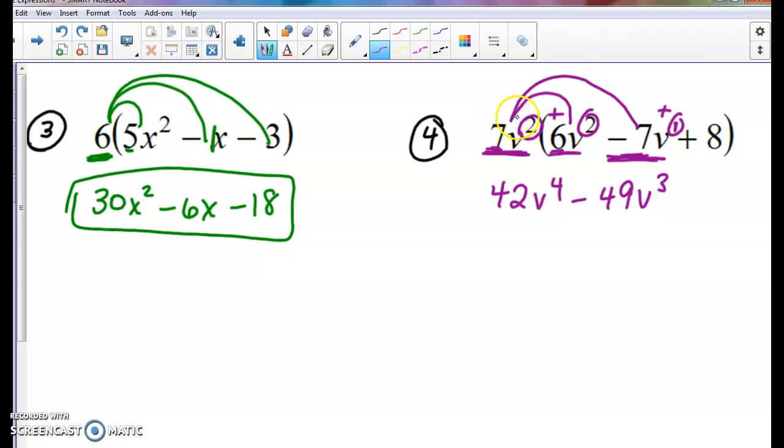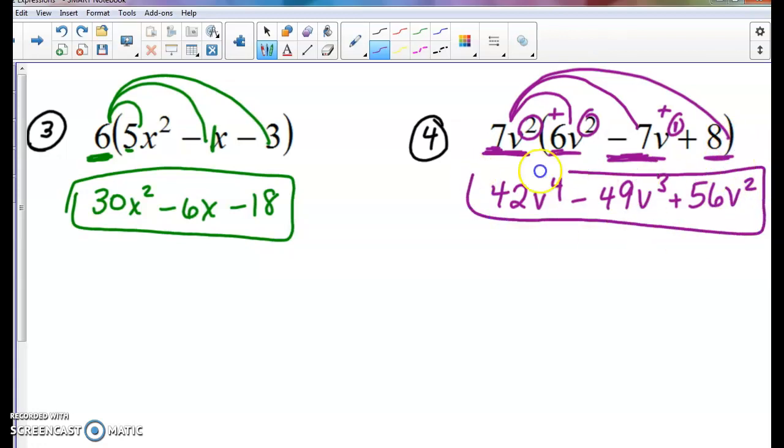And now 7v squared times 8, so 7 times 8 is going to give us 56. And now this guy has a v squared, this guy doesn't, so I have to keep just the v squared with it. And that's our final answer. The cool part about distributing is that all of our exponents are already in descending order. We have v to the 4th, v to the 3rd, v squared, and because all of those exponents are different, we can't go any farther. That's as far as we can go. So that one stops at that step.